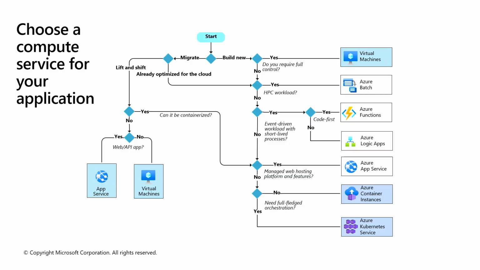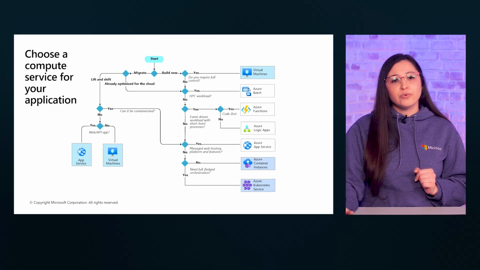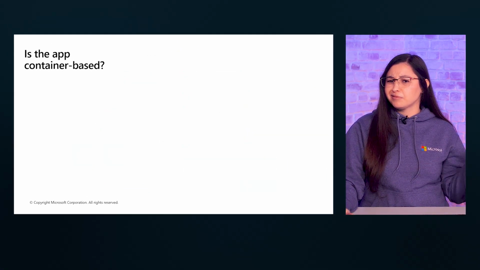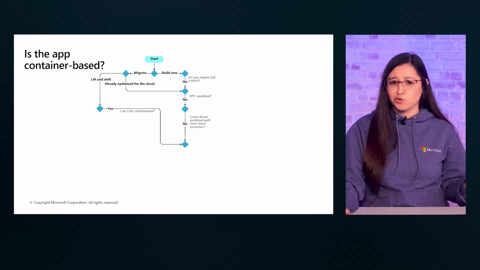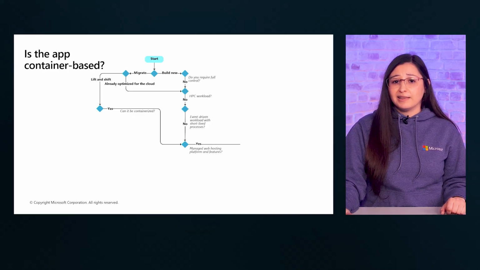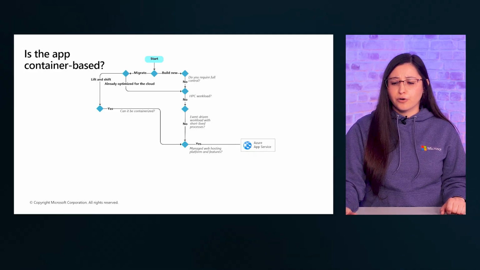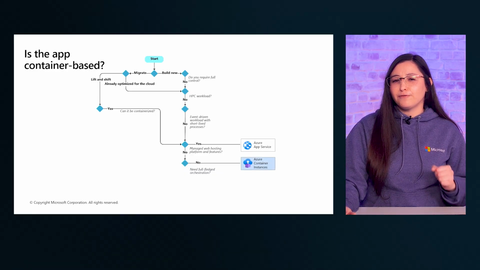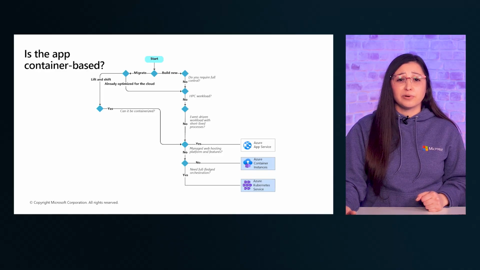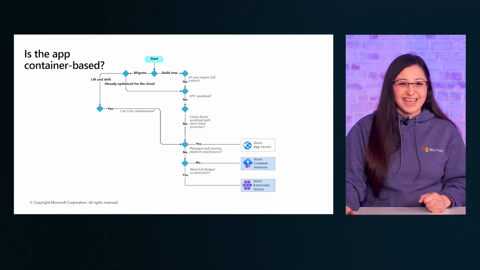Those are the compute services we will focus on in this module. As you listen, keep asking, do I need control or do I want the platform to manage it for me? It is important to understand, is the app container-based? If yes, now you're thinking, maybe I need a managed web platform and features? That leads to App Services for containers. Do I want to run a container quickly? That's ACI. And if we need full-fledged orchestration, that is a perfect fit for microservices. Choose AKS.